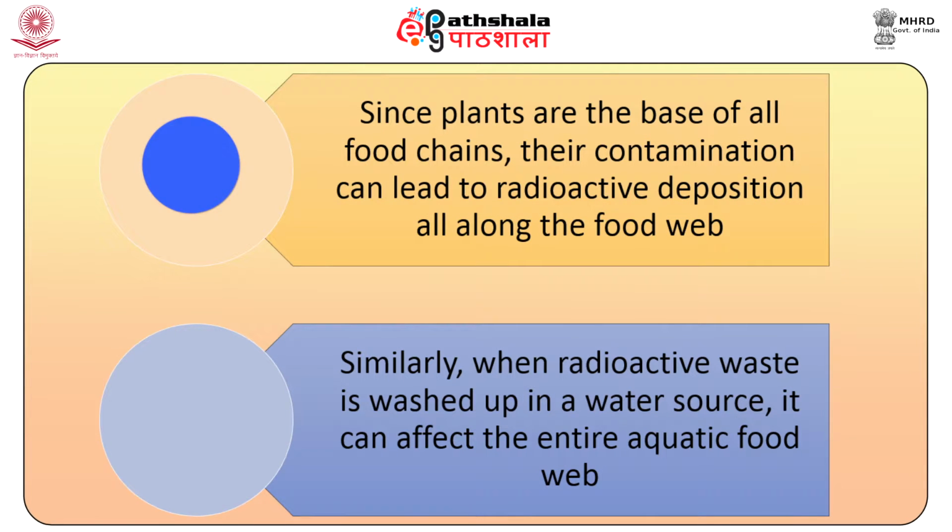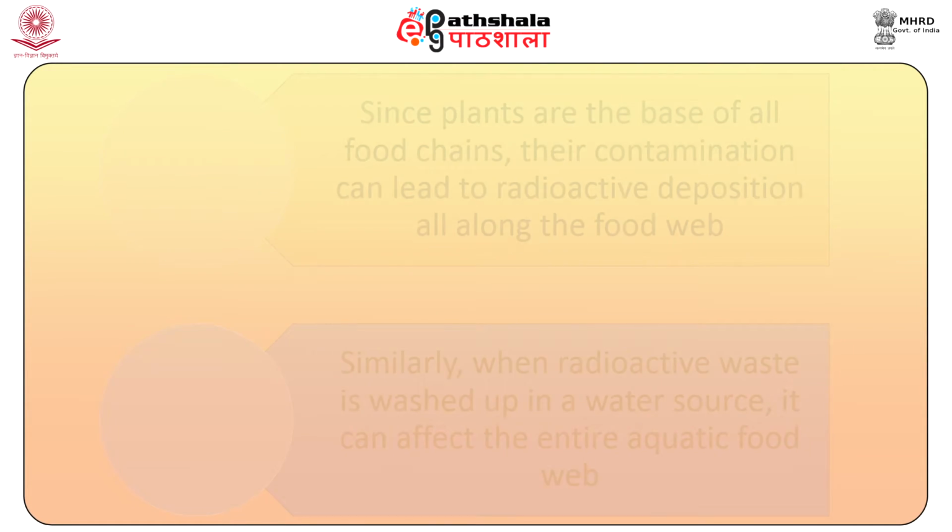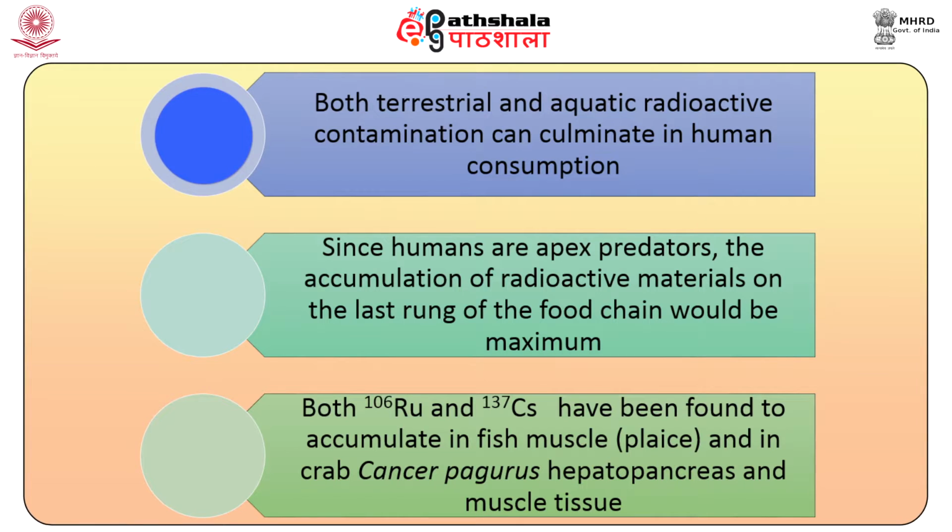Since plants are the base of all food chains, their contamination can lead to radioactive deposition all along the food web. Similarly, when radioactive waste is washed up in a water source, it can affect the entire aquatic food web. Both terrestrial and aquatic radioactive contamination can culminate in human consumption. Since humans are apex predators, the accumulation of radioactive materials on the last rung of the food chain would be maximum.